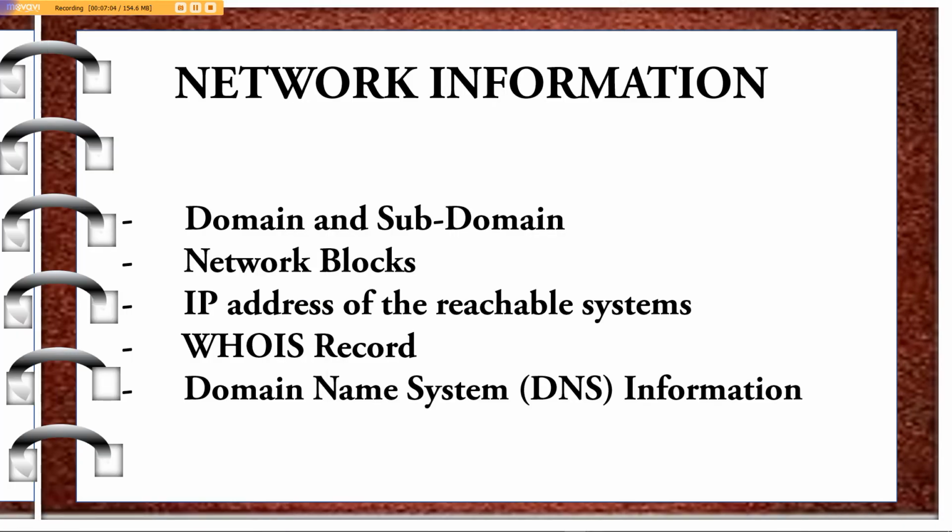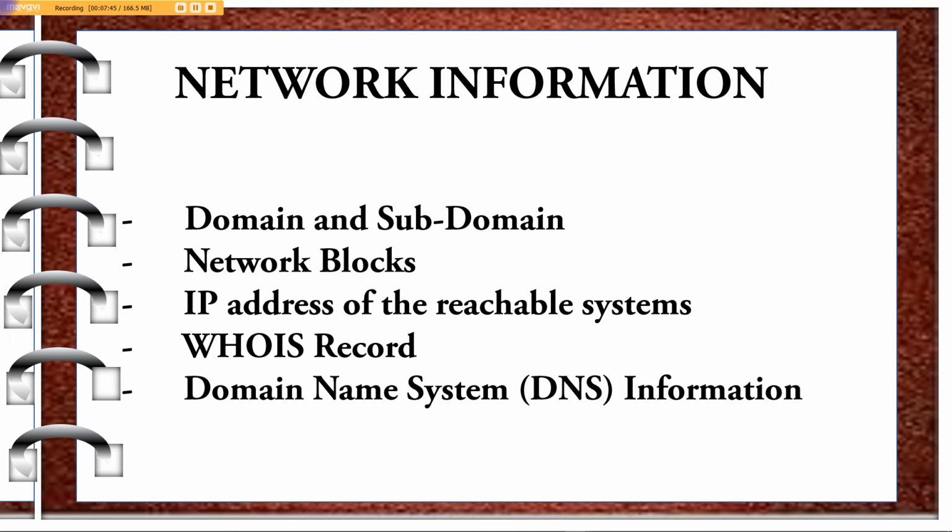All right, so let's say for example, under network information, the information we can get about the target organization's network is, one, domain and subdomain names. When an attacker gets domain names or subdomain names of the target organization, it helps them to get more information about the kind of things going on, the kind of systems, the kind of departments such target organizations have.